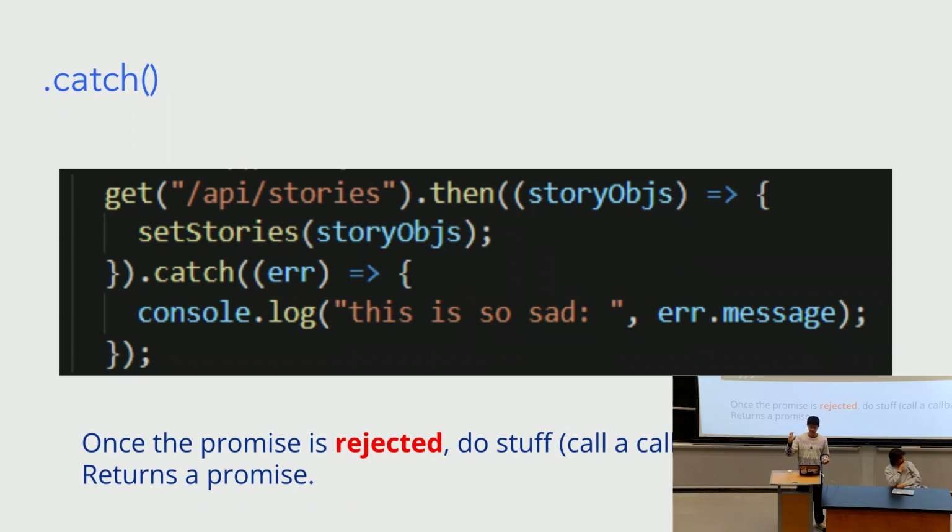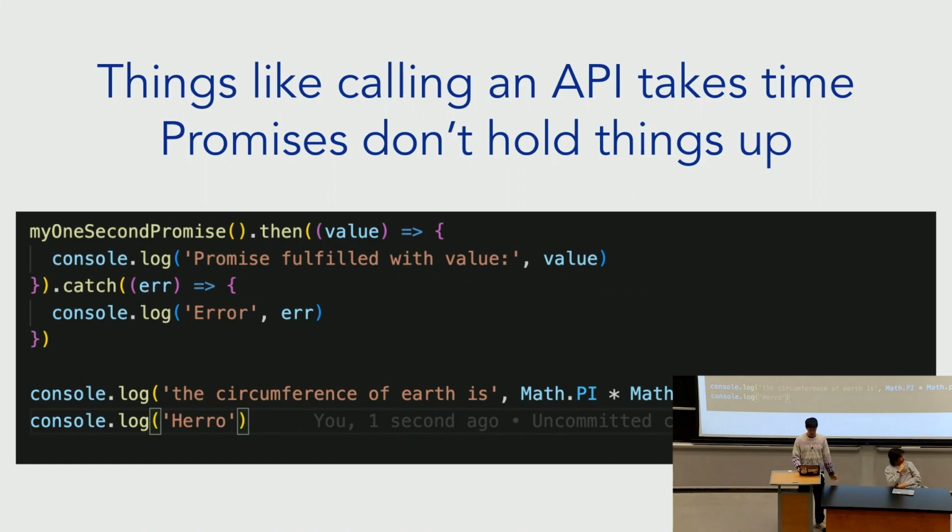And then you're able to feed in a callback function which takes in whatever error it gets and does something with it. So here, if the promise rejects, then it'll print out "this is so sad" and then the message of the error. So you can see generally we use a .then, and then potentially a .catch to catch whatever errors might occur.